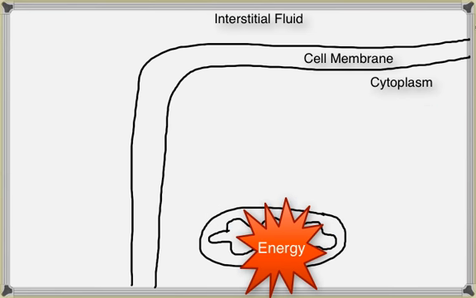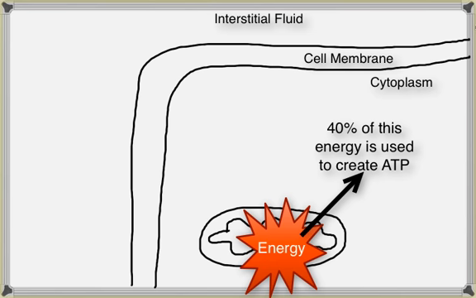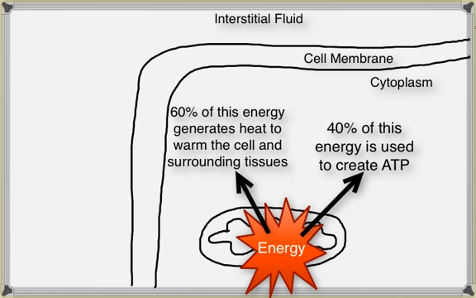amounts of energy. 40% of this energy will be used to convert ADP to ATP, and the other 60% escapes as heat that warms the interior of the cell and the surrounding tissues.